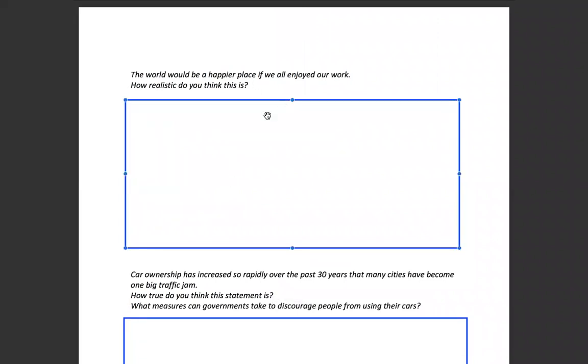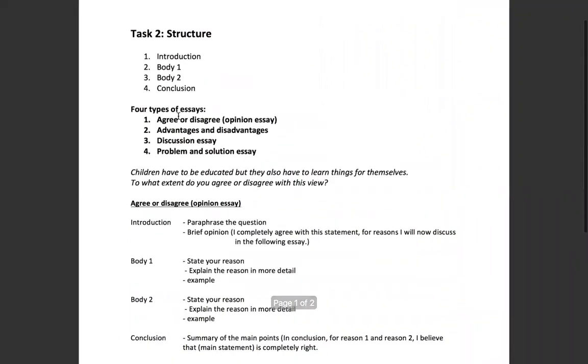So this, what kind of essay do you think this is? See if you can remember. The world would be a happier place if we all enjoyed our work. How realistic do you think this is? So quickly have a look. What type of essay do you think this is? If we ask, how realistic do you think this is?